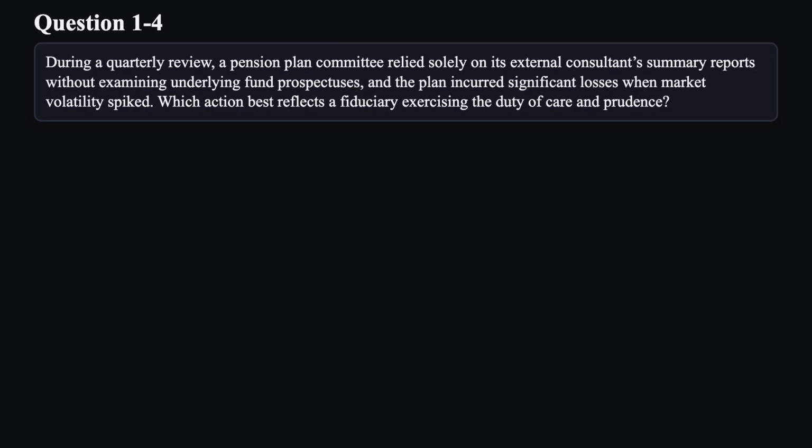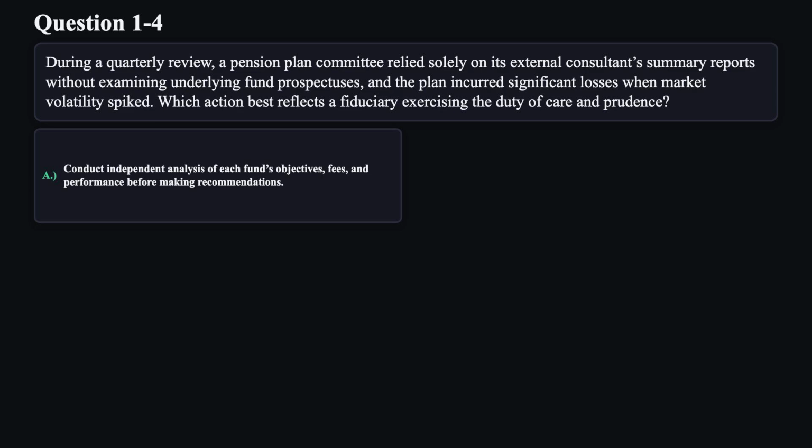Question 4. During a quarterly review, a pension plan committee relied solely on its external consultant's summary reports without examining underlying fund prospectuses, and the plan incurred significant losses when market volatility spiked. Which action best reflects a fiduciary exercising the duty of care and prudence?